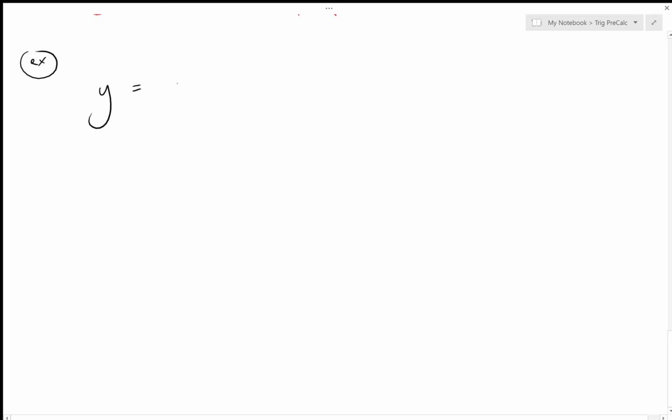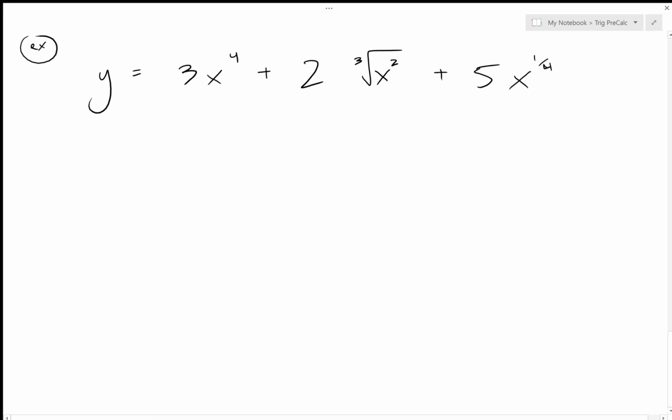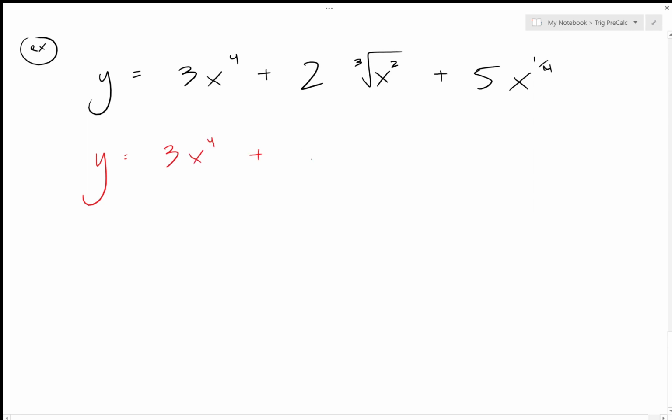So y equals 3x to the 4th plus 2 cube roots of x squared plus 5x to the 1/4. So we've got radicals, we've got fraction exponents, lots of stuff going on. So first thing you want to do is rewrite stuff into non-radical, into exponential form. So first piece is okay. The second piece is 2x, and we're going to write the exponent as 2/3. Alright, so that gets rewritten to 2/3. Plus 5x to the 1/4, that's okay.